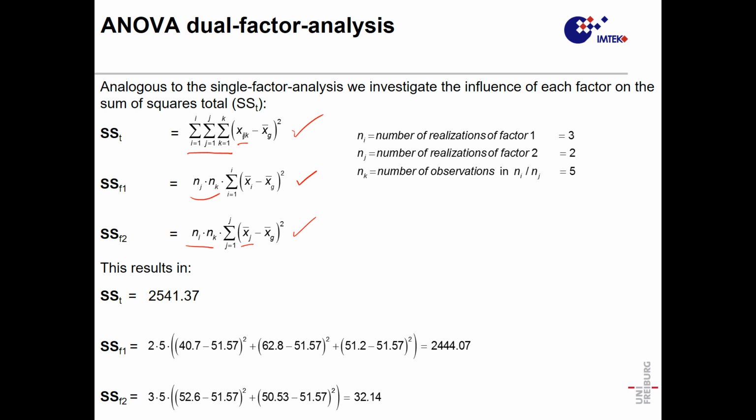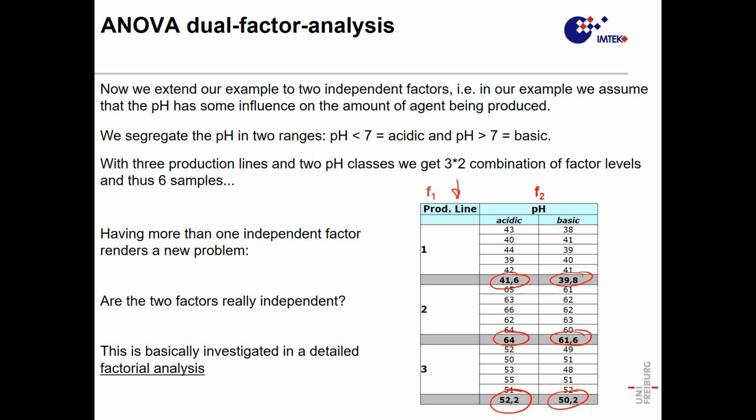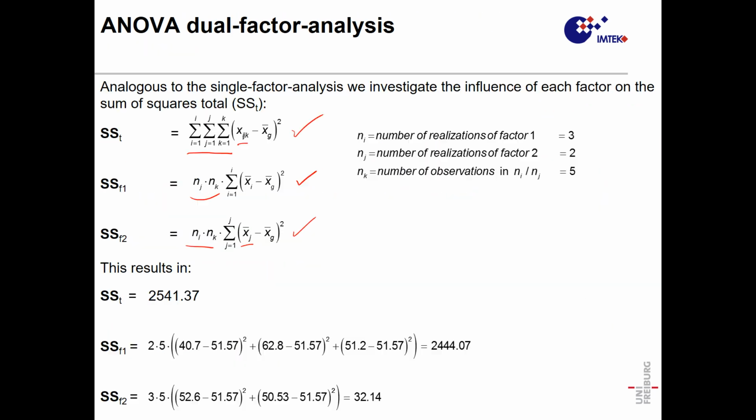If you do this with the data that we have here, you end up with these values. The sum of square total is 2,541. The sum of square for F1 is 2,444, and the sum of square for F2 is 32.14. What you can already say is that the variability between for factor 1 is much larger than for factor 2. Okay, so this is already telling you something.